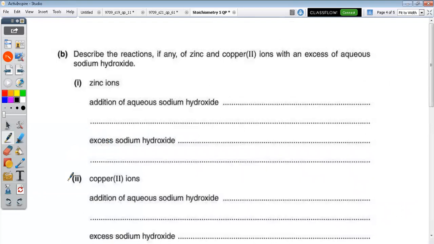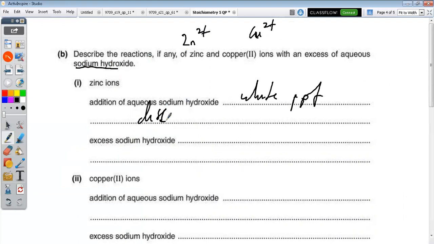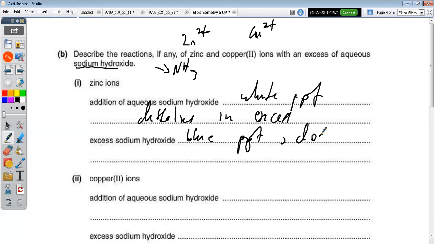Describe reactions, if any. So this is testing for ions. We're testing for zinc 2+. We're testing for copper 2+. Maybe I've given it there, but anyway, we'll look at it again. If I add sodium hydroxide to zinc ions, I form a white precipitate, which dissolves in excess. Copper ions always form a blue precipitate. But the difference: if I'm using ammonia, the blue precipitate dissolves in excess. But if it's sodium hydroxide, the blue precipitate does not dissolve in excess. Clear? Does not dissolve in excess.